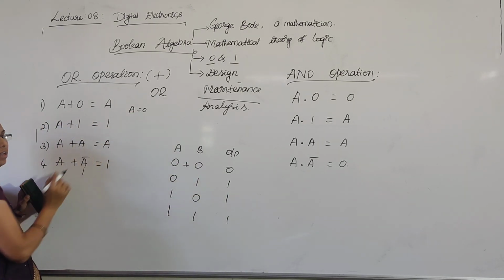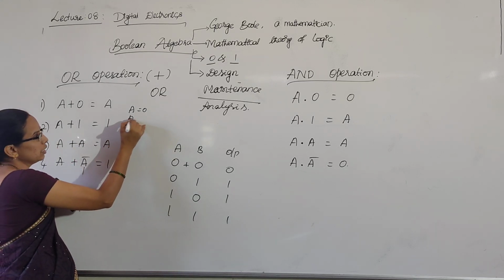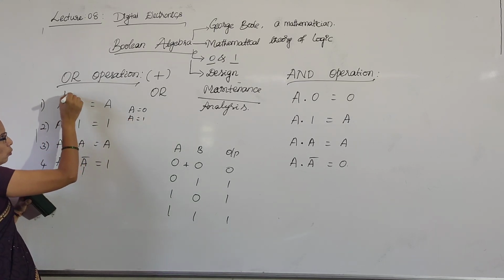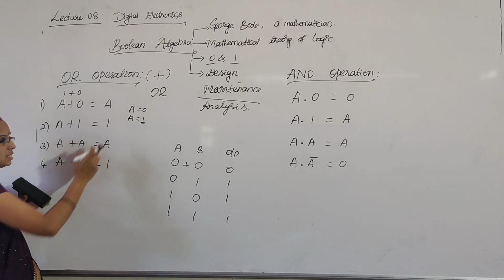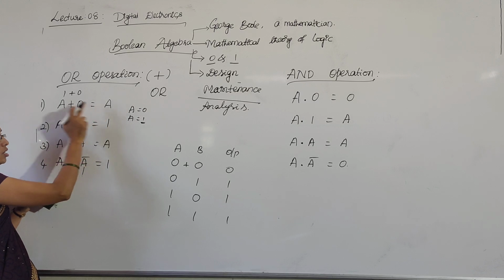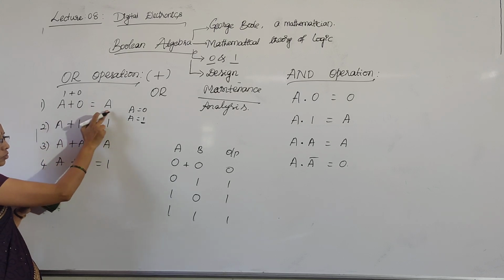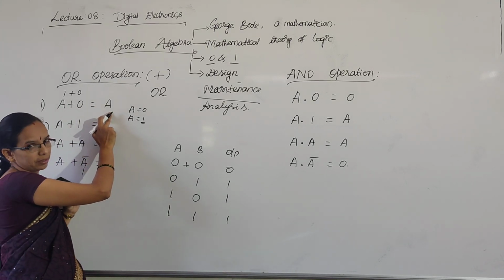That is, it is taking the value of A only. If I make A equal to 1, 1 or 0 is what? It is 1 only. It is taking the value of A only. So, A or 0 is equal to A, that you should remember.